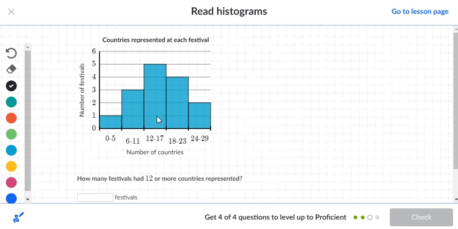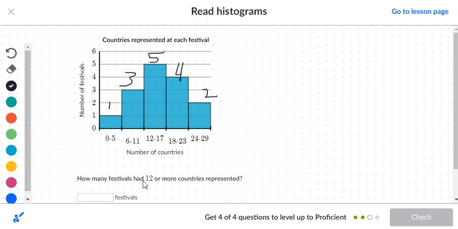Now we have festivals here. We want to figure out the number of festivals from these countries. So 0 to 5 is 1, from 6 to 11 is 3, from 12 to 17 is 5. From 18 to 23 is 4. And from 24 to 29 is 2.